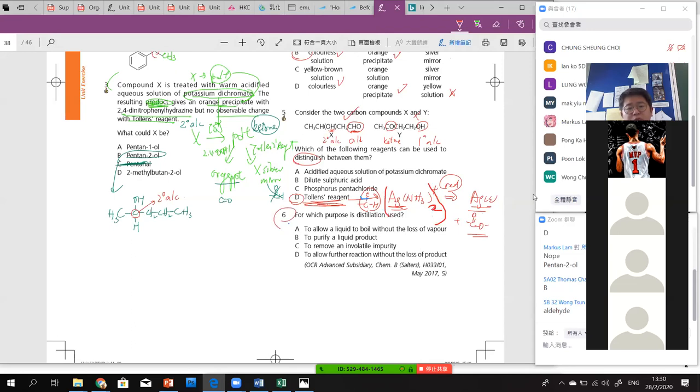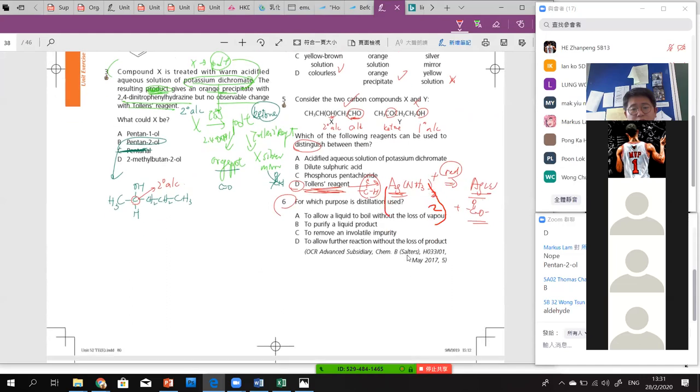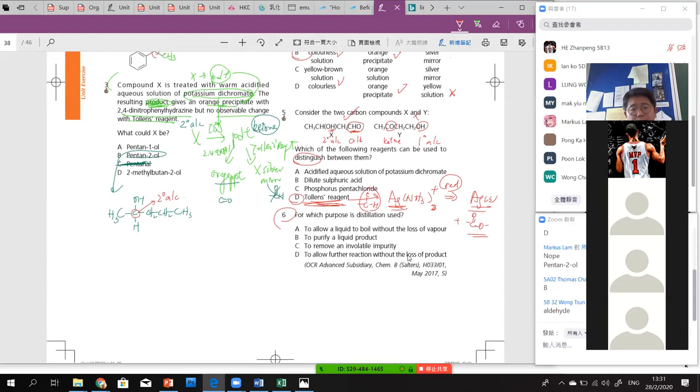How about number 6? Oh, this one. It's easy, right? For this purpose, distillation is used.